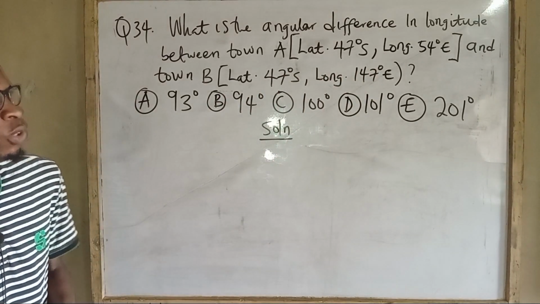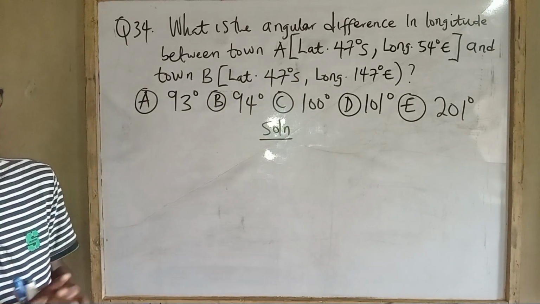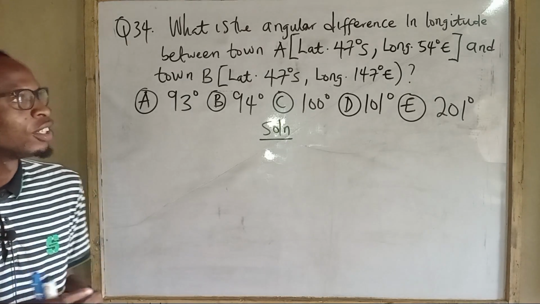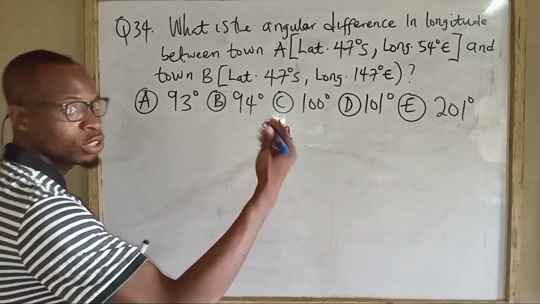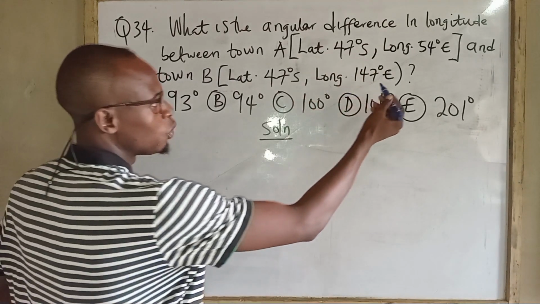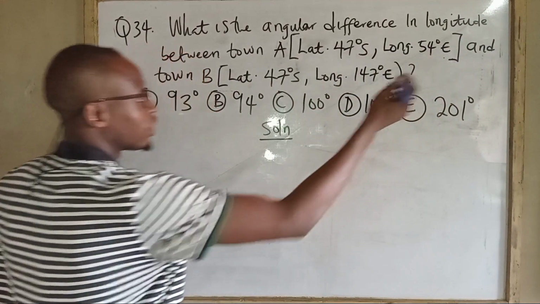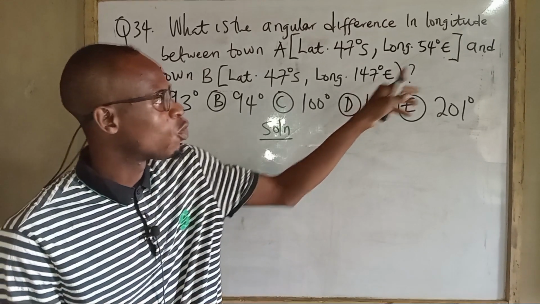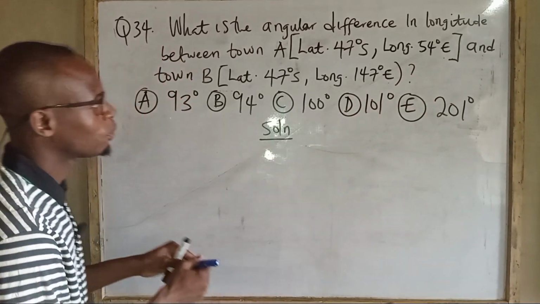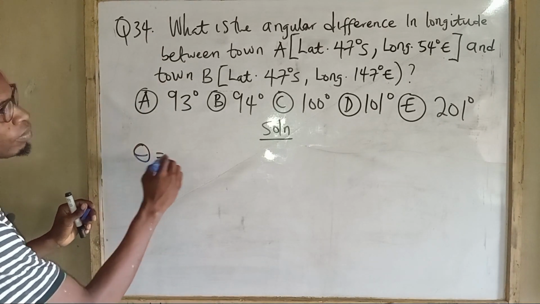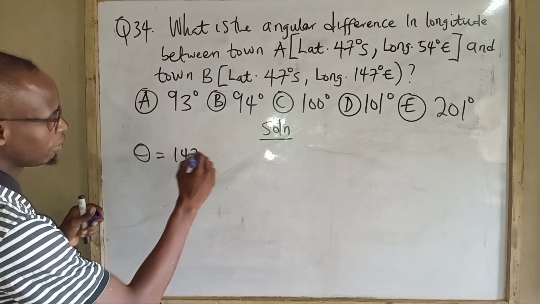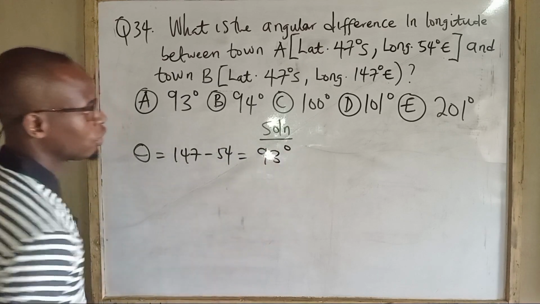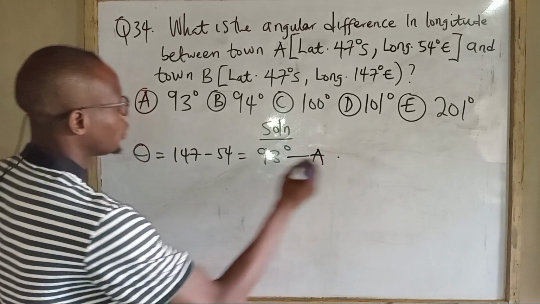Good. Let's understand what we mean by longitude. Longitudes are geographical coordinates that specify the east-west position of a point on the surface of the earth. So if you have longitudinal difference, we have to take the difference because these two are east and east. So that means we need to subtract. Assuming it is east and west, you have to add. But as far as they are showing the same coordinates, east and east, just subtract. So the longitudinal difference is going to be 147 minus 54. When you subtract this, you should have 93 degrees. So our answer is 93 degrees, which is option A.